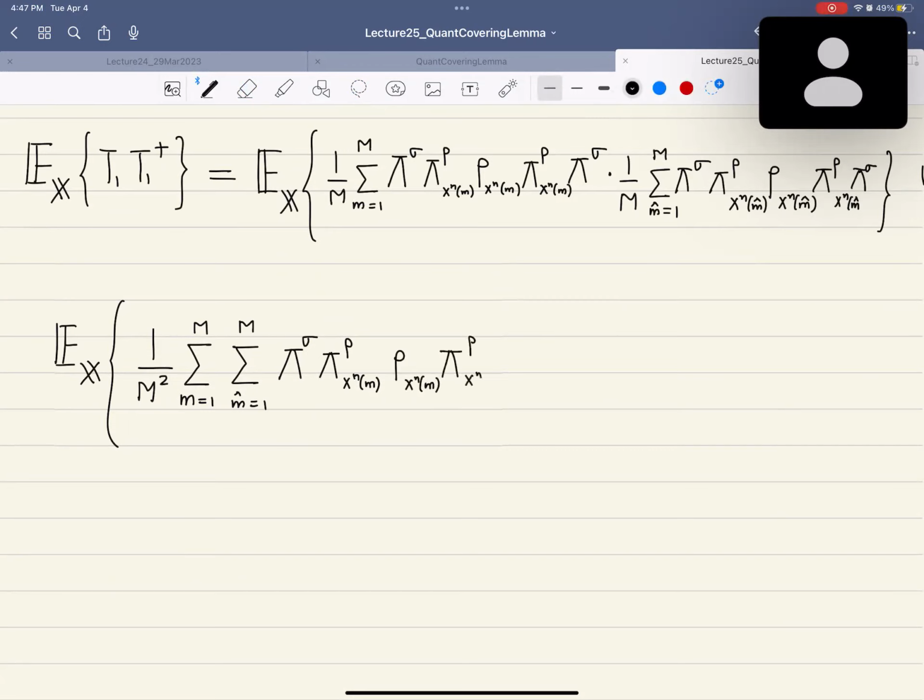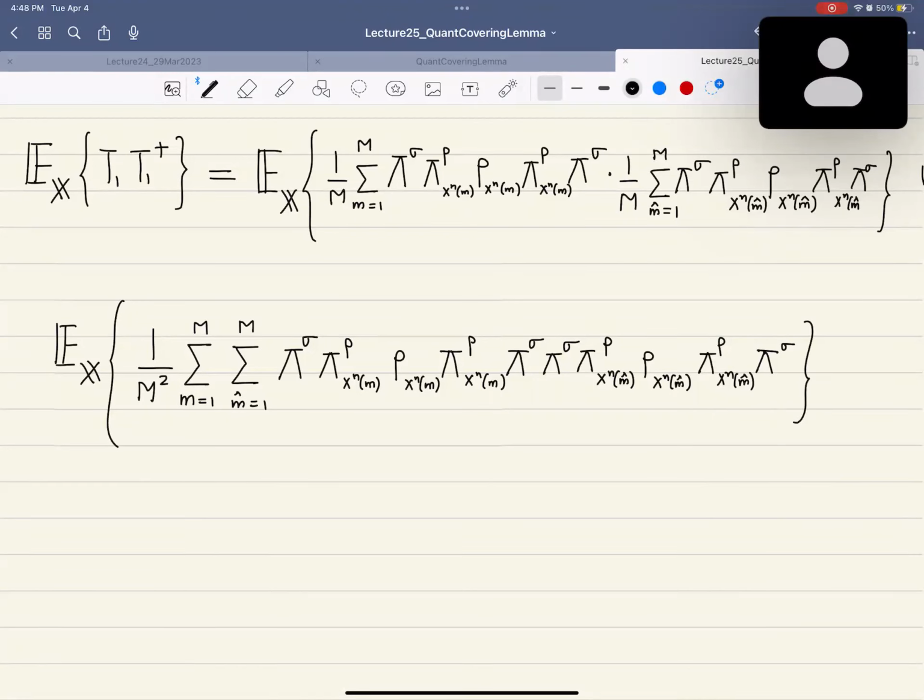Okay, better be careful here. So pi, xn of m hat rho, xn of m hat, pi rho xn of m hat, pi sigma. So there should be 10 guys: 1, 2, 3, 4, 5, 6, 7, 8, 9, 10.